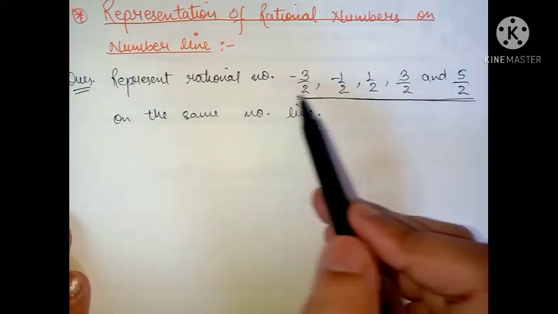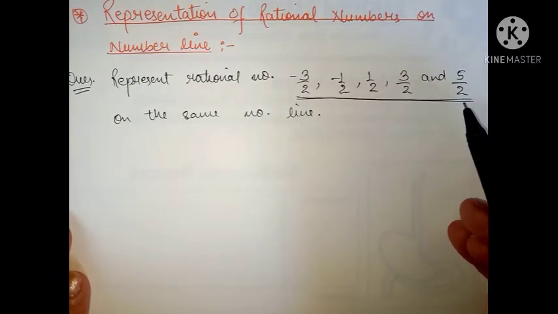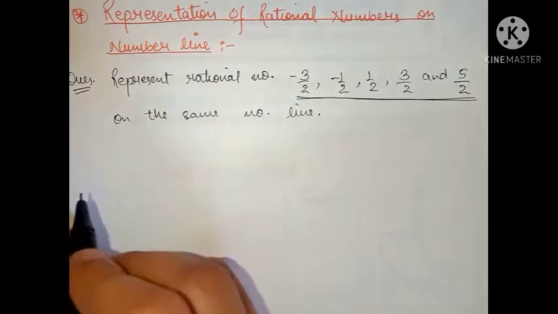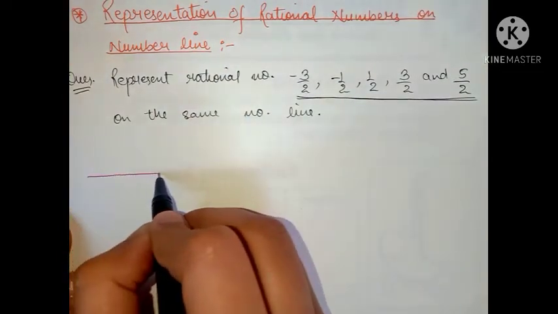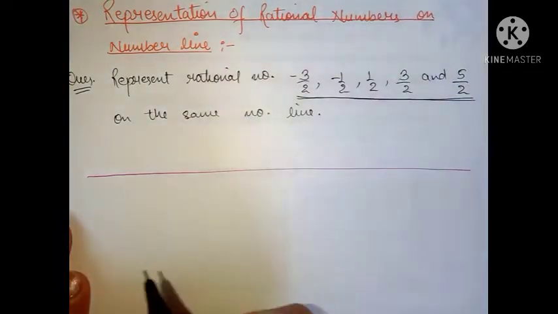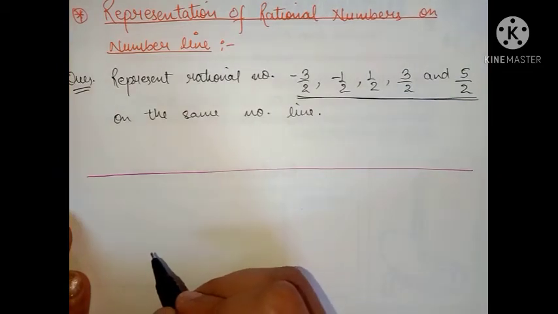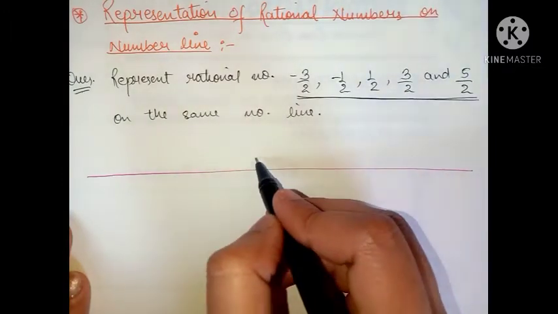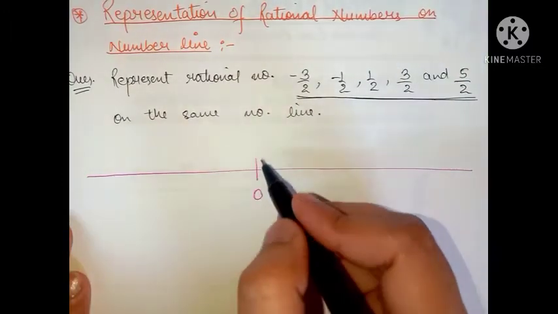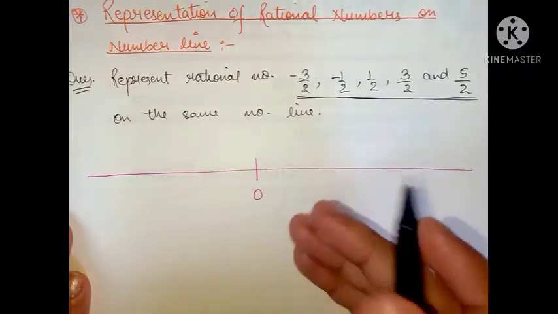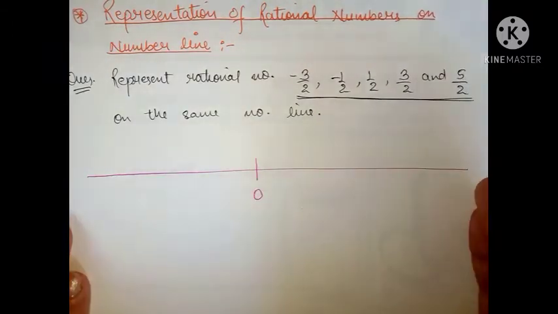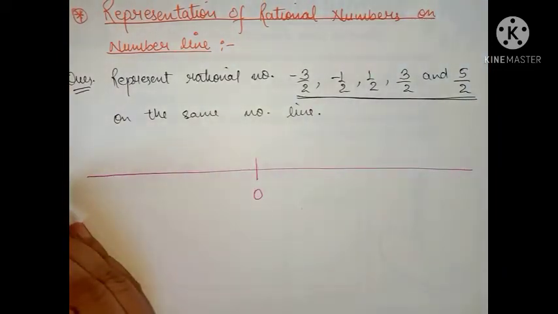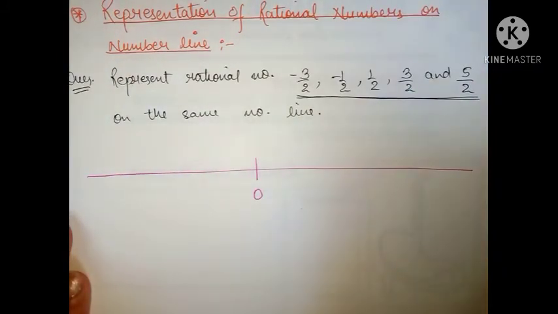So there is a question that we have to represent these rational numbers. There are a lot of rational numbers written and we have to represent them on the number line, on the same number line. We shall start doing the solution by drawing a straight line. You better know how to draw a number line. Similarly, we have to draw a straight line and there we have to mark this point O where 0 is located. And you better know that on the right hand side of the 0 all the positive numbers are marked, and on the left hand side of this 0 all the negative numbers are marked.